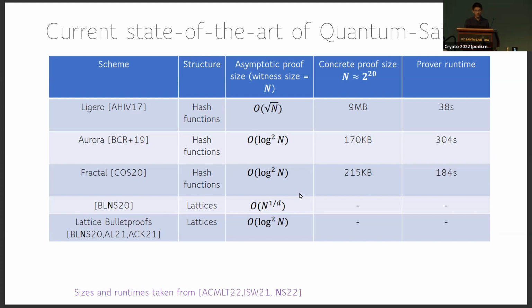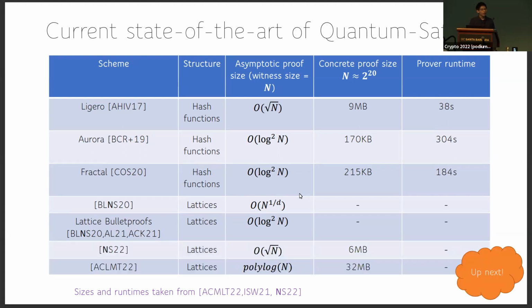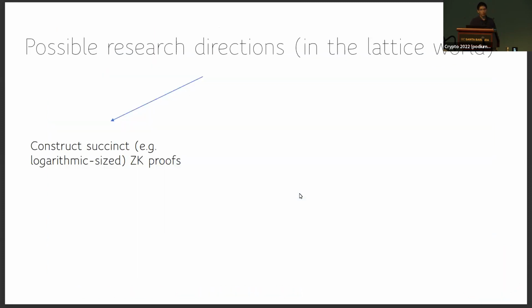However, as we can see in the next 2 talks, actually, it's a very active area of current research, and there are already schemes which can achieve some concrete proof sizes. However, we can see that it's still far from being comparable with the hash-based proof systems. So in terms of the possible research directions in the lattice world, the first one is pretty clear, it is just to construct succinct zero knowledge proofs from lattices, which concretely can be comparable with the hash-based constructions.